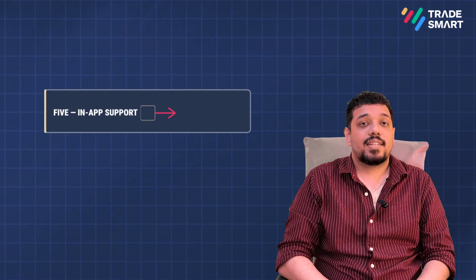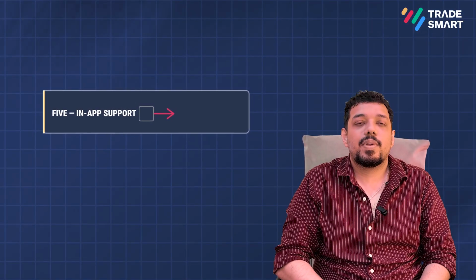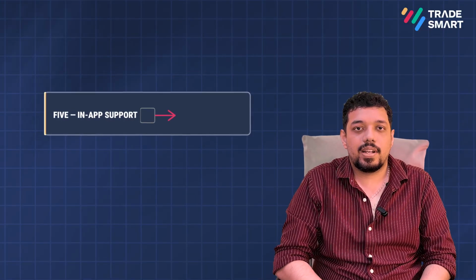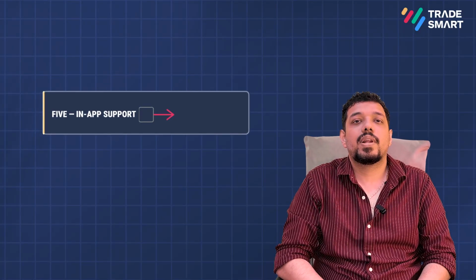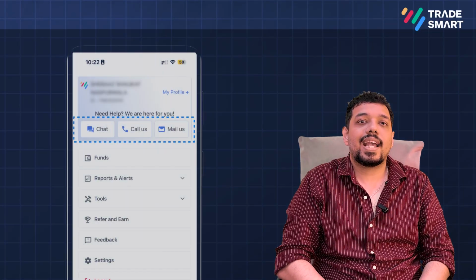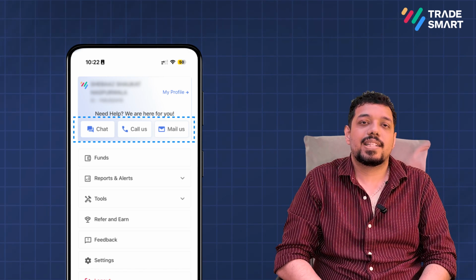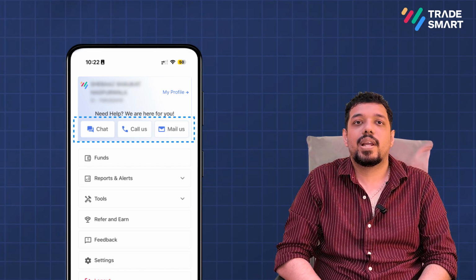The fifth update is about the moment you need a helping hand. Until now, whenever there was a problem mid-session, it meant leaving the app, finding a number, and then calling. This is not the right way to react, especially when you have a position open in the market. You can now easily access the chat, calling, and email option from the TradeSmart app itself. To access these features, you can just go to the menu section.